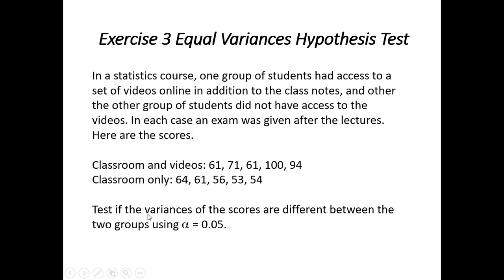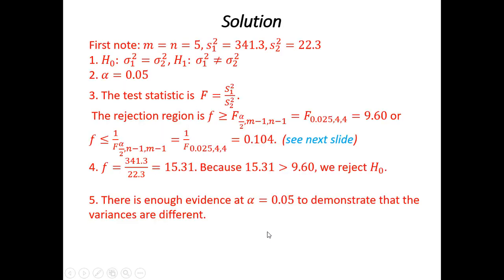We want to test to see if the variances of the scores are different between the 2 groups. I'm going to use alpha is 0.05. So the first thing you have to do here is calculate the variances, right? This is one of those problems where we have the raw data. So we need to find the sample 1 variance, 341.3, the sample 2 variance, 22.3. Null hypothesis is that the population variances are equal. The alternative is not equal. So when we're running a test for variances to see if 2 variances are equal, we use the F statistic, which is just the ratio, the sample 1 variance over the sample 2 variance.